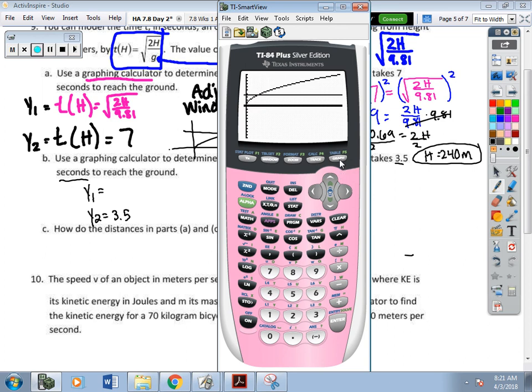No, we can't. So just find that intersection, first curve, second curve, and this time I guess I have to back it up a little. And we should get 60, approximately 60 meters.